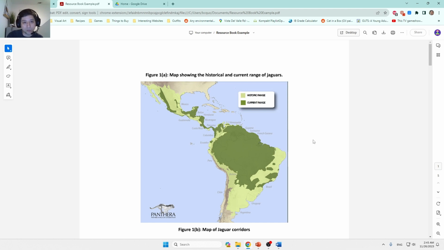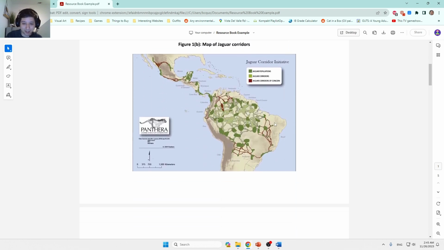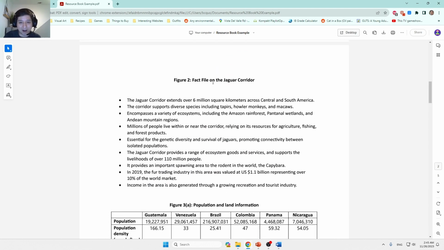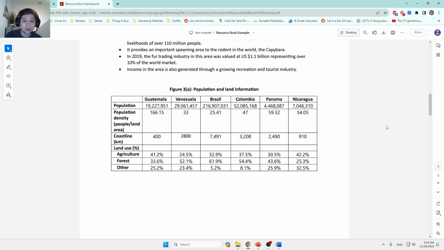So this resource booklet, for example, we see here figure 1A, this is a map. Figure 1B, it's another separate map. Figure 2 is a fact file on the Jaguar corridor. So this is many facts about this area, okay, and what they're doing here.